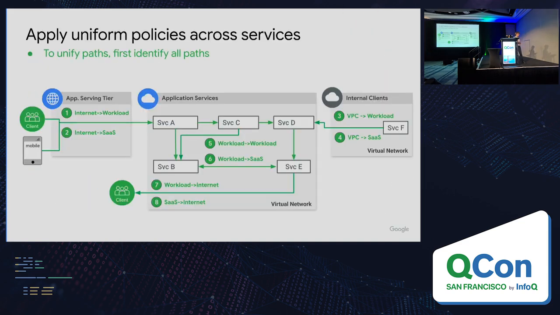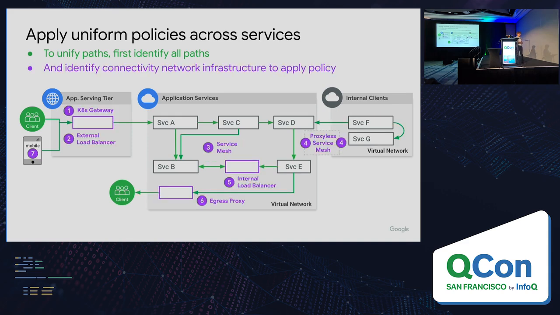The third one is to unify path and environment. Why would we want to do that? To apply uniform policies across services. And to unify paths, we first have to identify paths. So you can see here 8 paths that we identified. This is a generalization. Actually, there are lots more, but we generalize them to 8. And then for each of them, we identify a network infrastructure that has to implement the path to apply the policy. And you can see there's both an external load balancer for internet traffic, an internal load balancer for internal traffic, service meshes, egress proxies, even mobile.